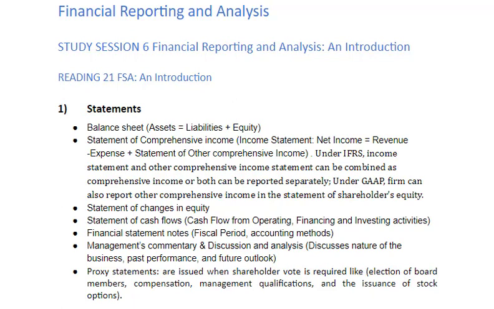So there are multiple financial statements. The first and foremost, the most important one, is the balance sheet. The balance sheet has two major columns. One has assets listed in that column, and another has liabilities and equity.